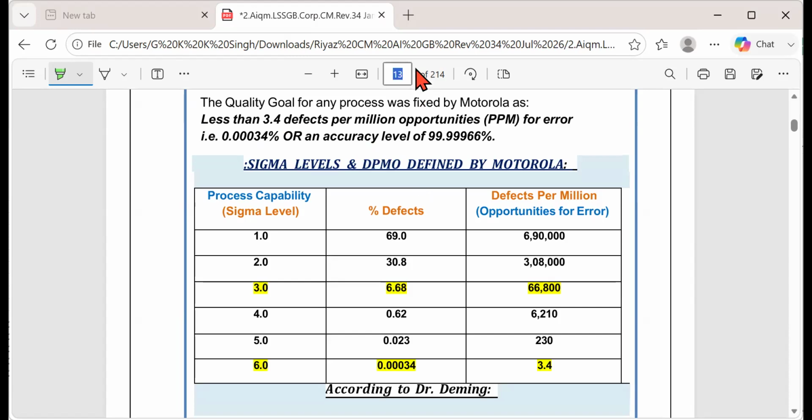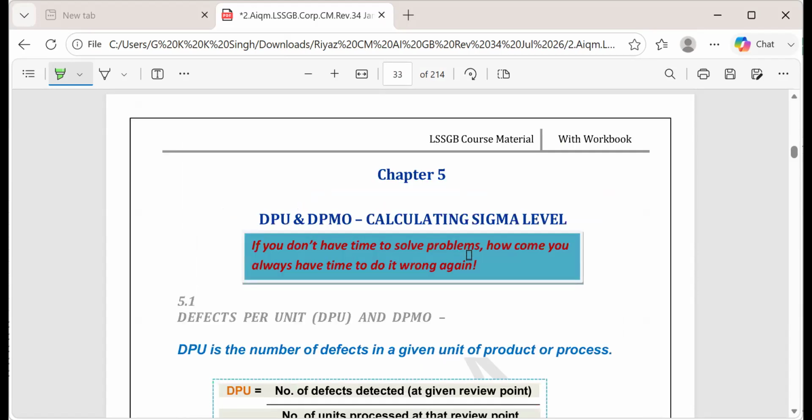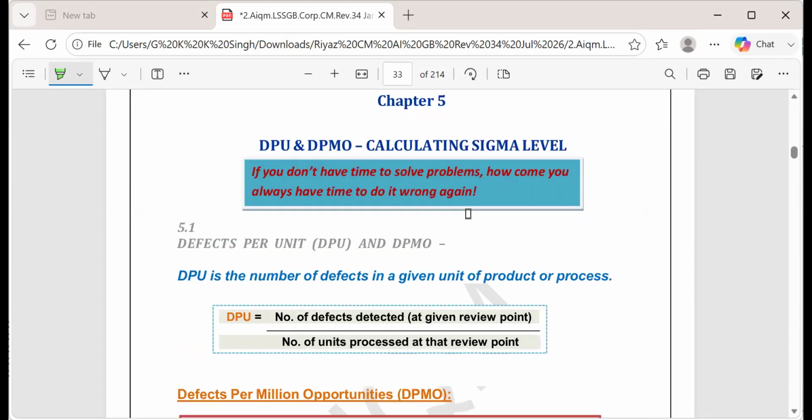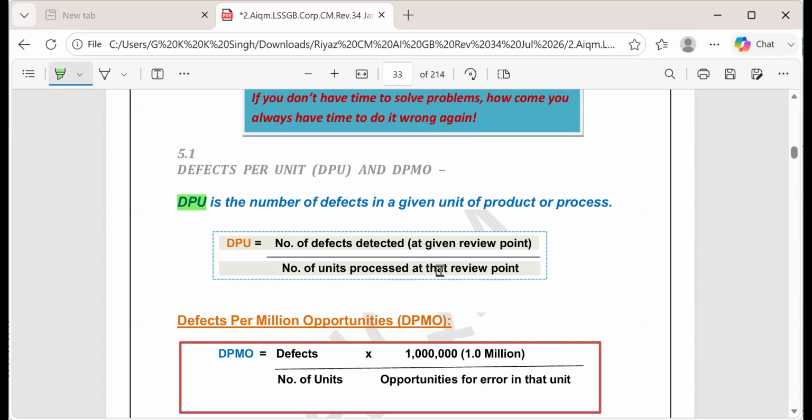So we will learn how to calculate sigma level of the processes. And this method you can use for every process in the organization. So for calculating sigma level, first we will see what is the DPU. DPU is number of defects in the product or process divided by number of units processed at that point.